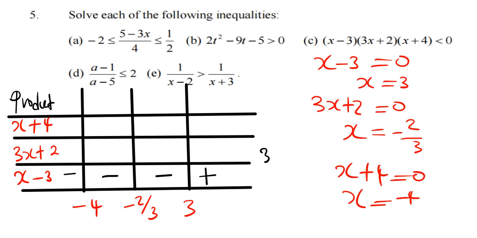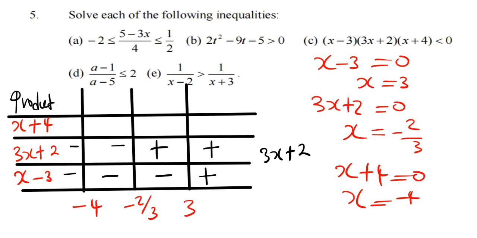We've got 3x plus 2. This one gave us negative 2 over 3. If you get a number that is greater than negative 2 over 3, let's say 0, and you put a 0 here, we're just going to have a positive answer. So positive, positive. But if you get a number that is less than negative 2 over 3, let's say a negative 1, and you put a negative 1 there, we're going to have a negative answer. So negative, negative.